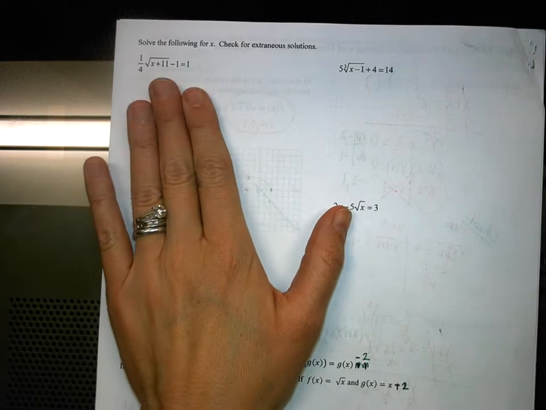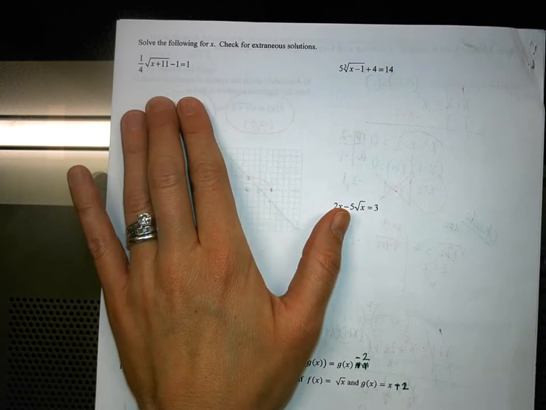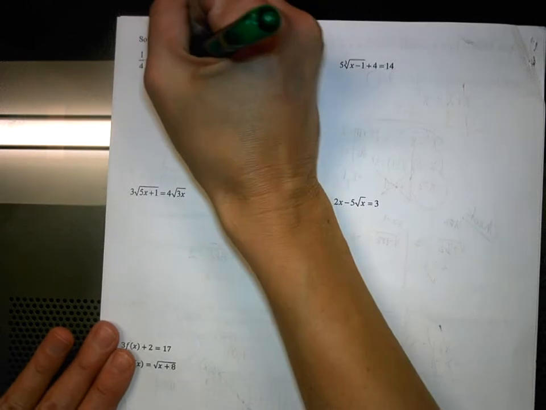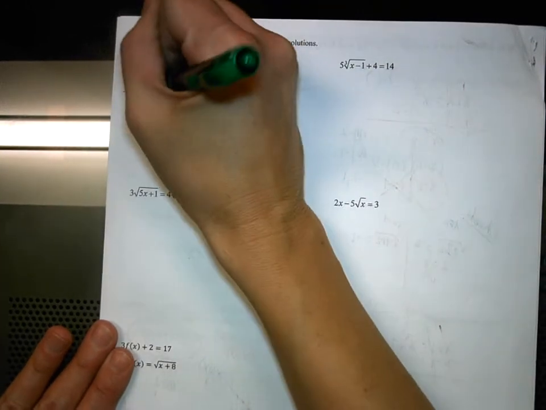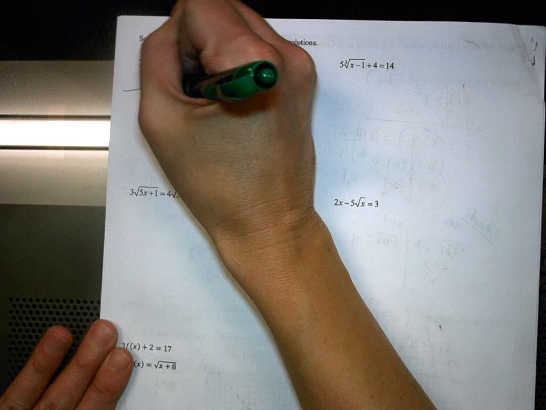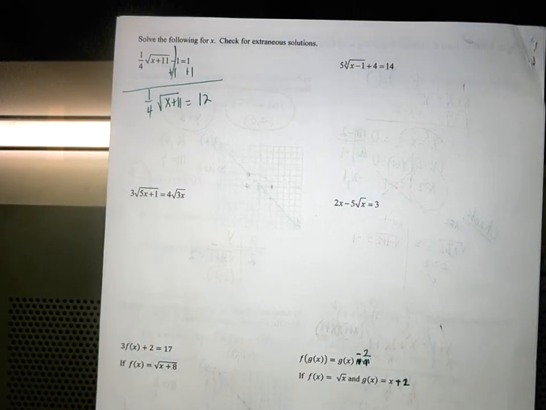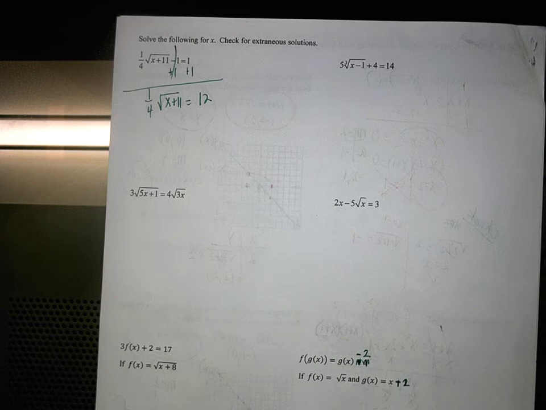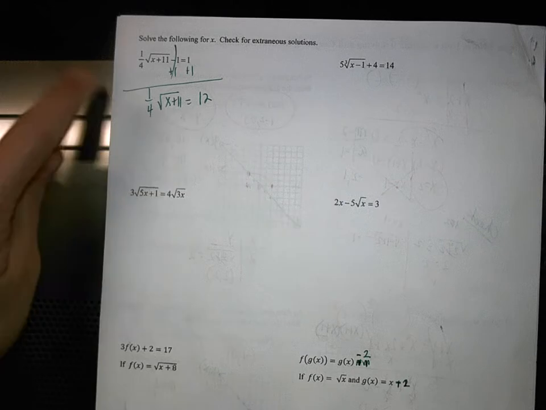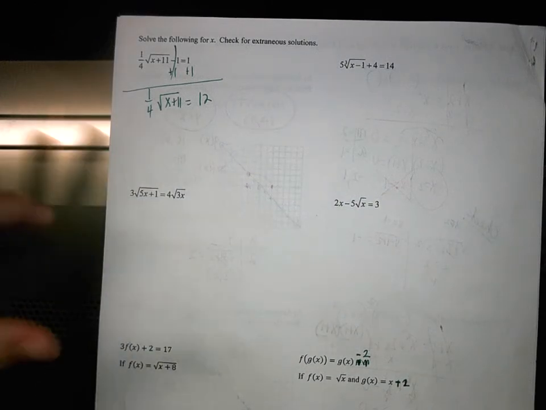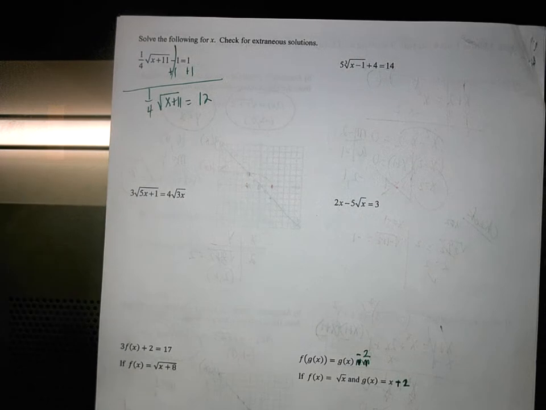On this one, what would you do first? Very good. You would add 1. So we'd have 1/4 root x plus 11 equals 12. Now, what would we do next with that fraction in the front? You could do that, but if we're thinking about eliminating that fraction, since the fraction has a 4 in the denominator, what would I multiply by?